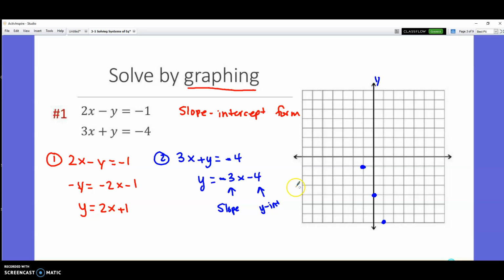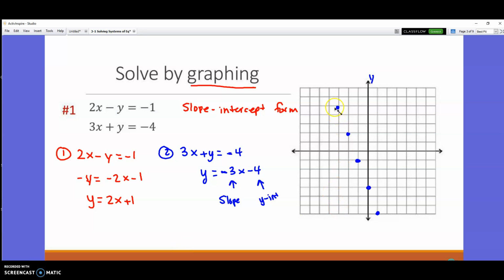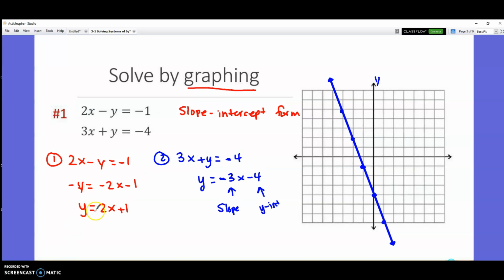That gives you the slope of -3: up 3 over 1, up 3 over 1, and then just keep on going. So this is the line for that equation. Okay, my first line: my slope is 2 and my y-intercept is at +1. So I plot a point at +1, and then my slope is +2.